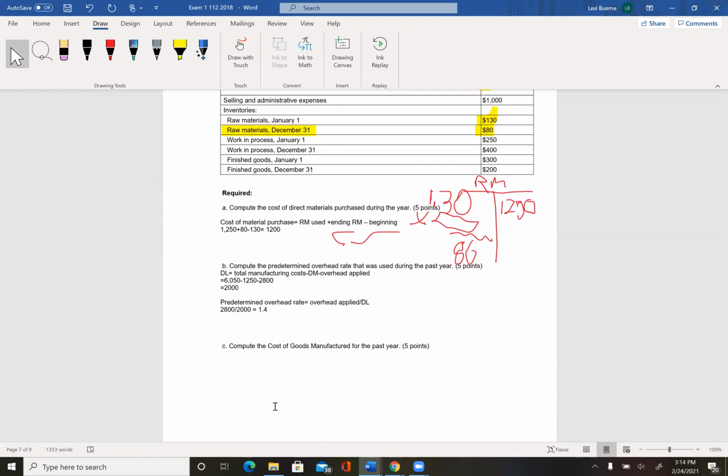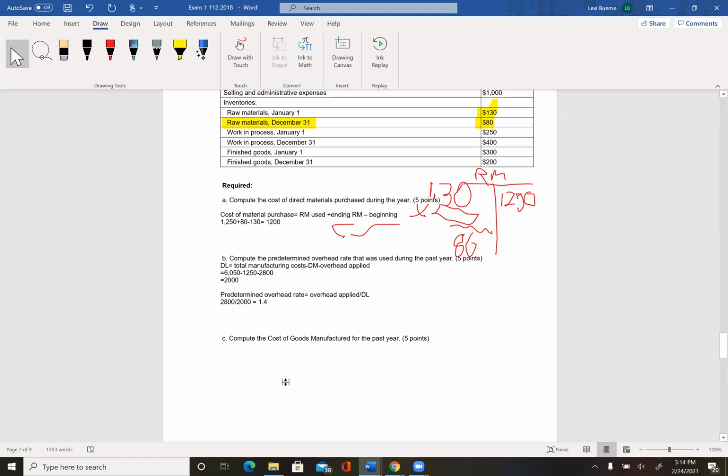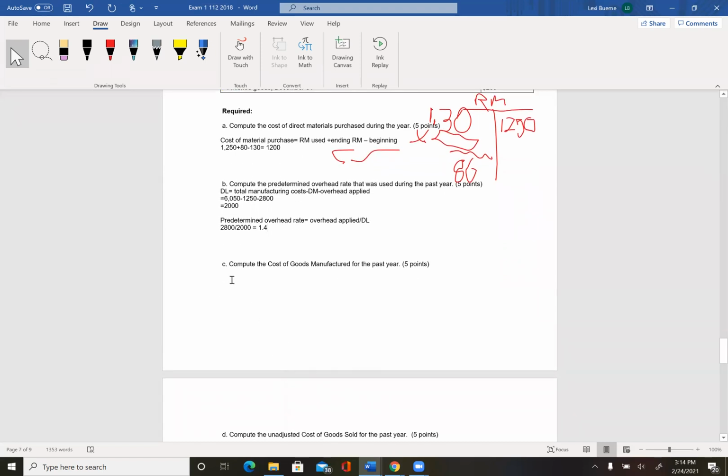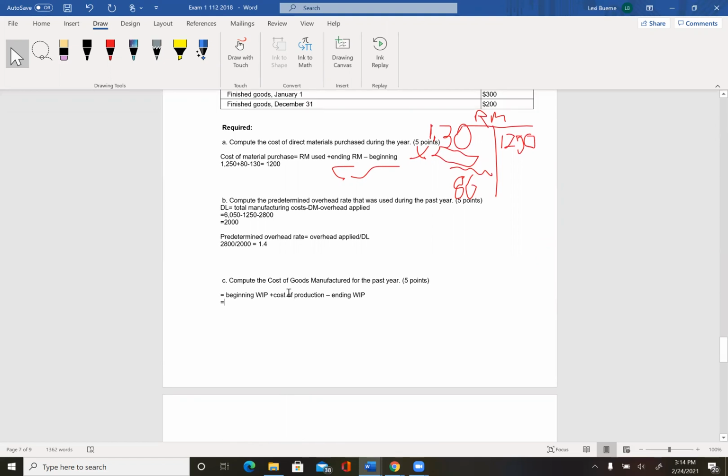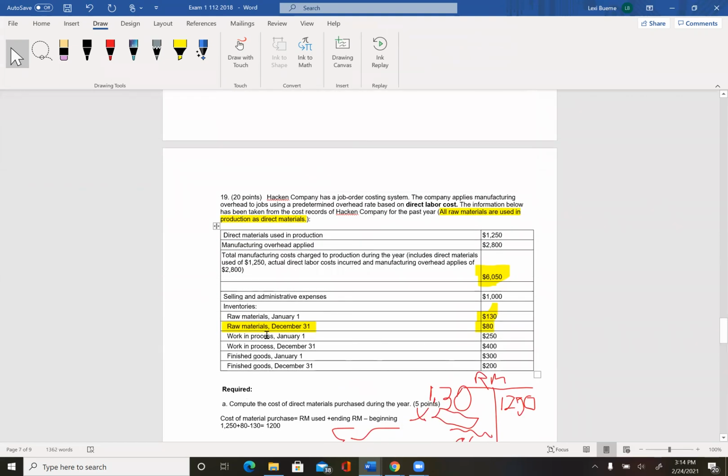Now to find the cost of goods manufactured, the formula for that is going to be beginning WIP, which is work in process, plus the cost of production, minus the ending WIP. So those are all given. Beginning WIP is right here, January 1st, so that's 250.